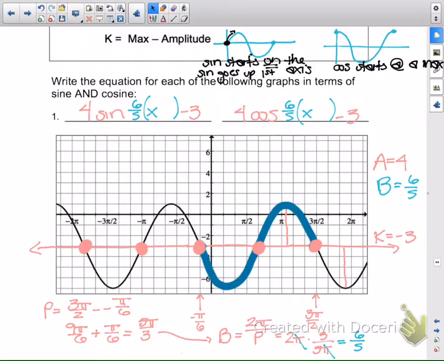I encourage you to pick one close to the middle for multiple reasons. Number one, the further you get out, the less likely you are to count correctly to where that point actually is. Okay, the further we get out from 0, the less likely we are to know what that is.